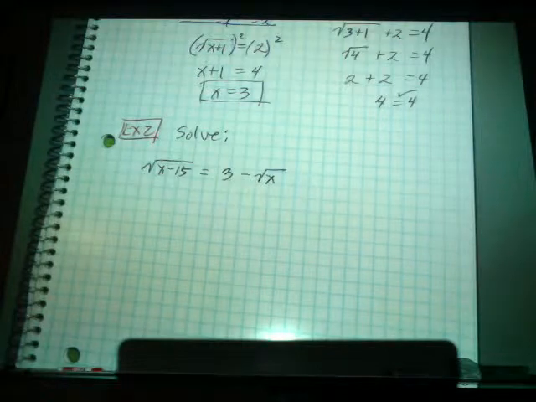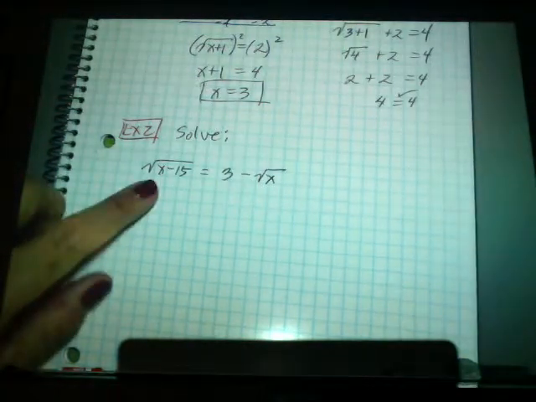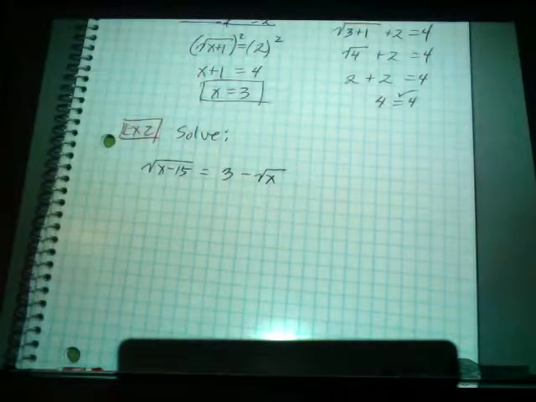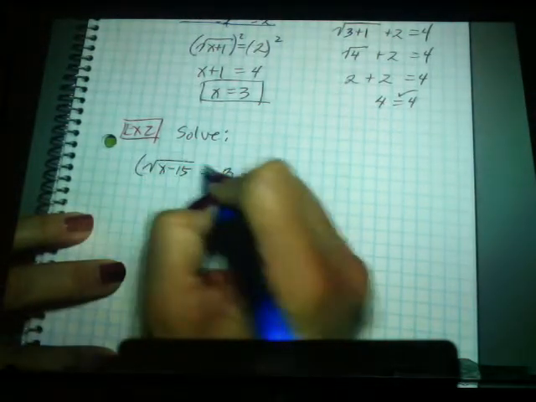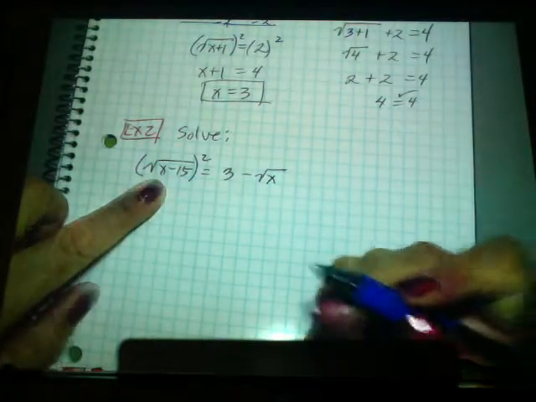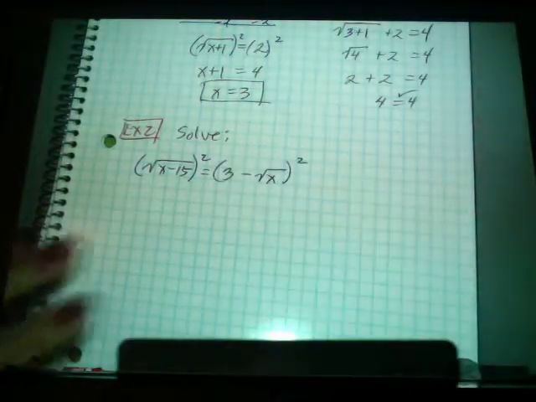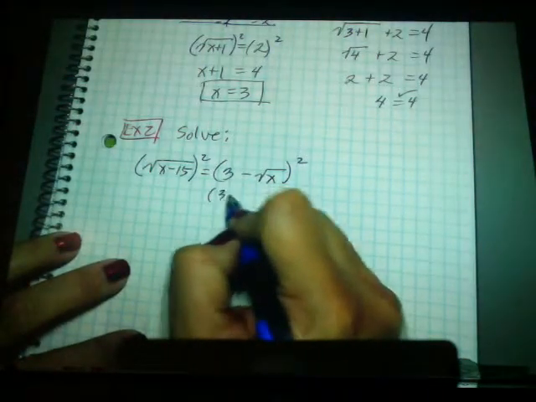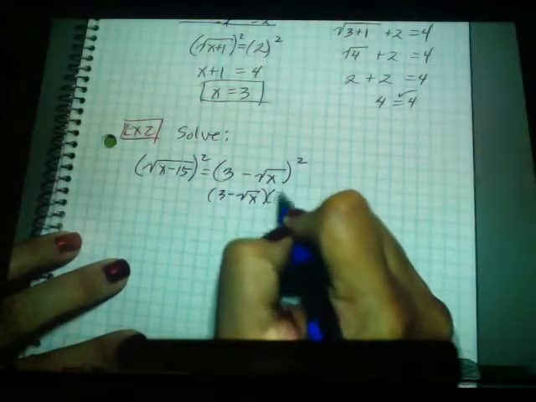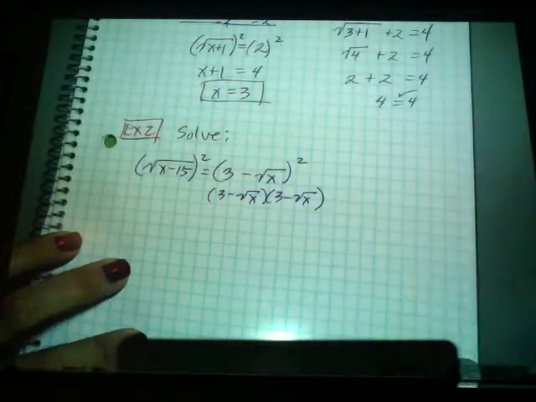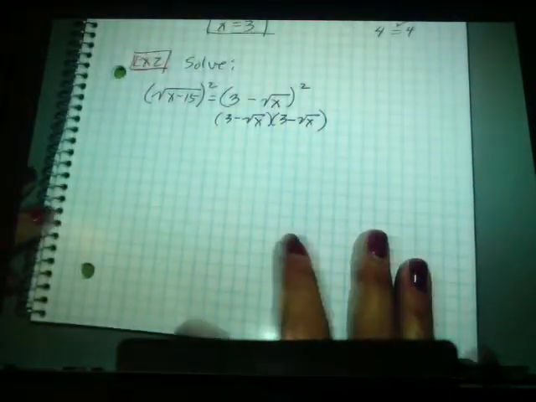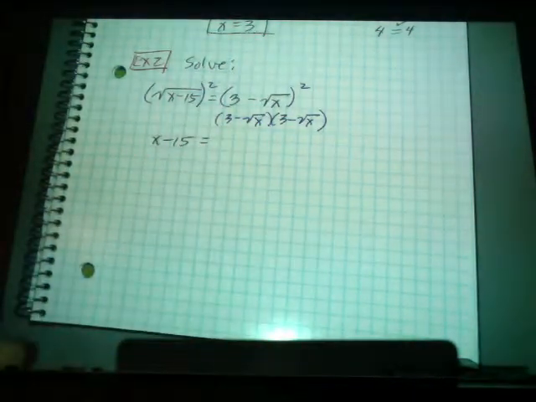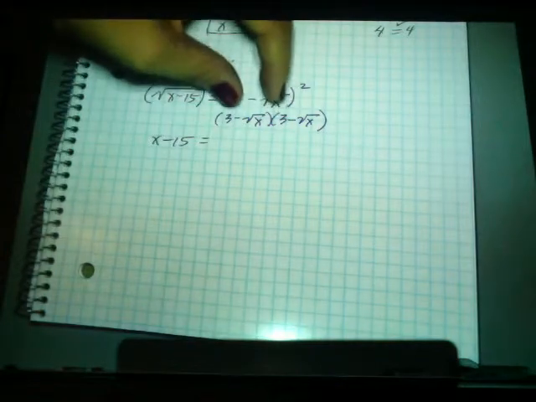So your goal is to get one radical on one side by itself. This is the more complicated radical, so that's the one that I would make sure was on one side by itself first, because when I square this, that complicated radical is going to go away. When I square this, however, the radical is not going to go away, because remember, this is 3 minus the square root of x times 3 minus the square root of x. So when we square the left, we're going to get just x minus 15, right? But when we square the right, we have to double distribute or FOIL.